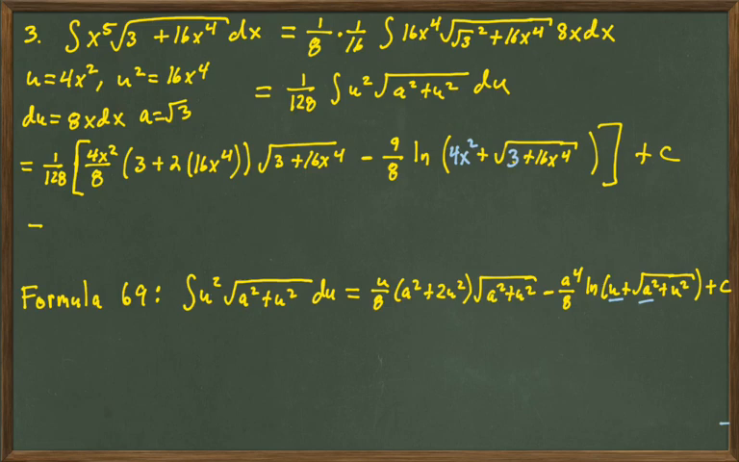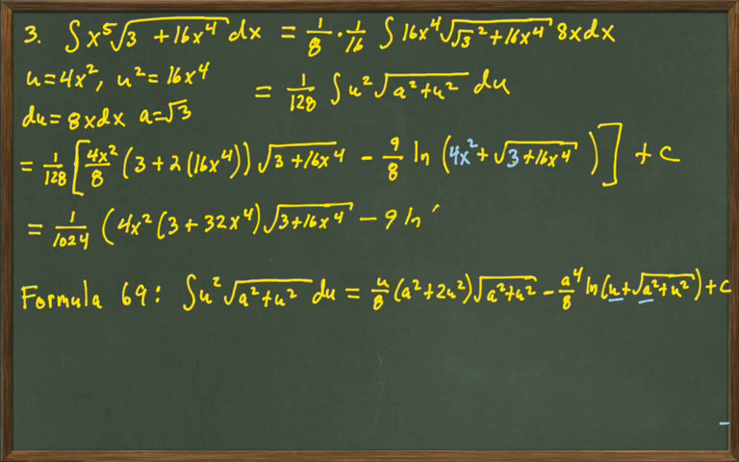Okay. All right, so then we can factor out an 8. So 1 over 1024, 4x squared times 3 plus 32x to the fourth, square root of 3 plus 16x to the fourth, minus 9, natural log. So we have that error here also. So it's going to be a 4x squared plus, and not a 9, should be a 3, plus 16x to the fourth. And then plus constant of integration.